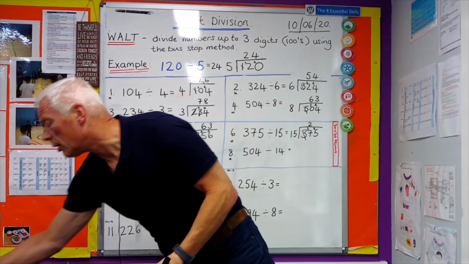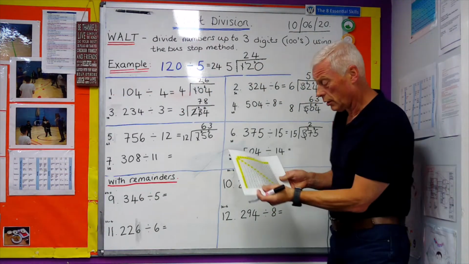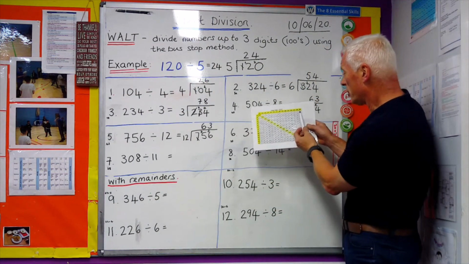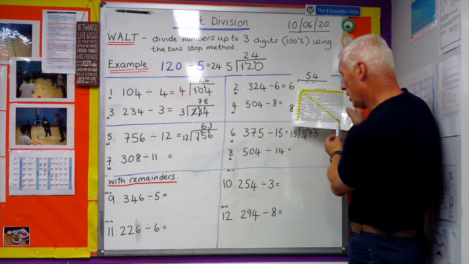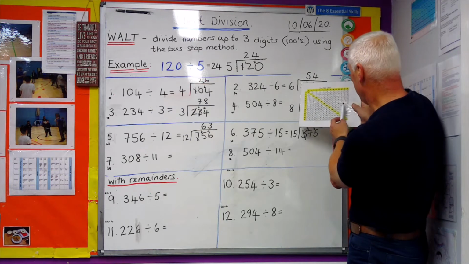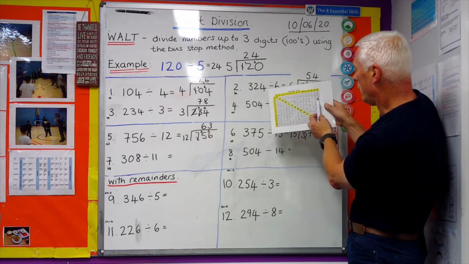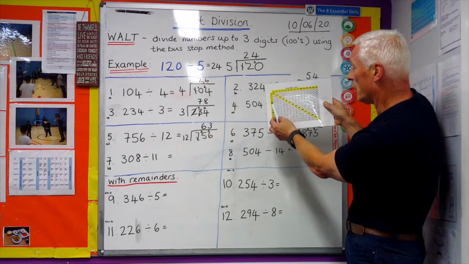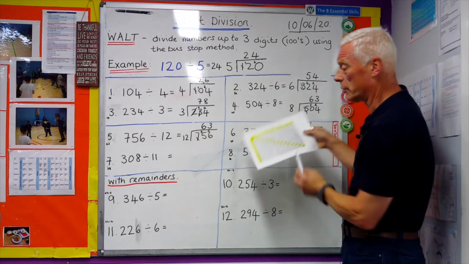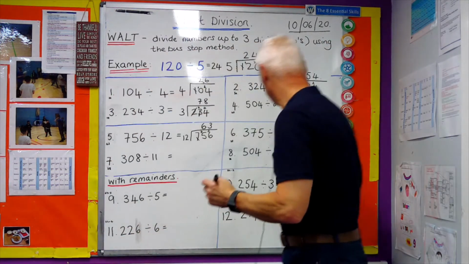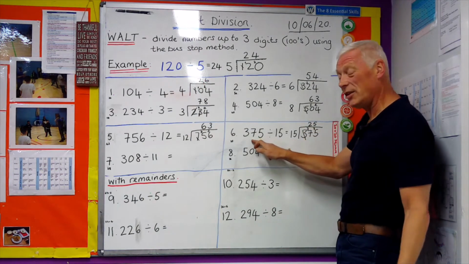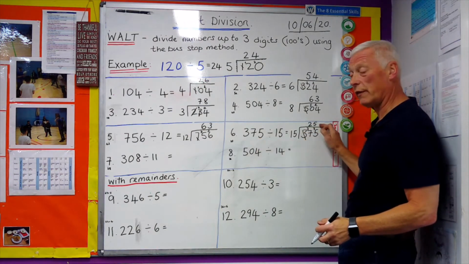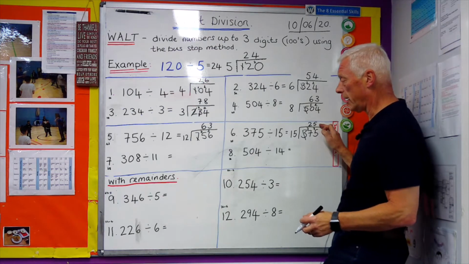Again, if you're using your times table sheet there, 15, okay, into 75. I found 15, found 75, which means it goes 5 times, okay, and that's exactly. So 15 will go into 375 25 times. Okay.